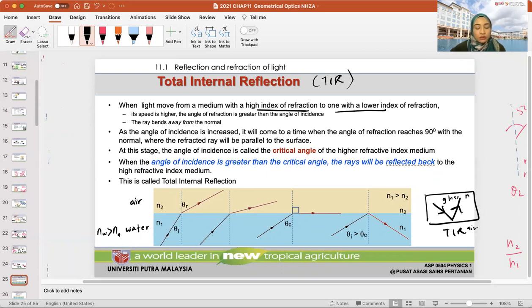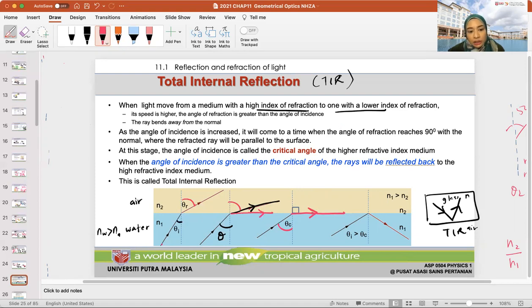So this is the condition. Here we have angle theta incident, and at first it is normal, it refracts as usual. Then as I increase the incident angle, I can see that the ray of light is refracted away from the normal. The angle of refraction gets bigger. So the bigger the incident angle, the bigger the refraction angle. The more I increase the angle of my incident light, the more it will travel away from the normal. At one point, it will travel right at the boundary.